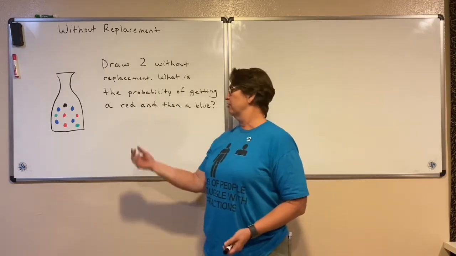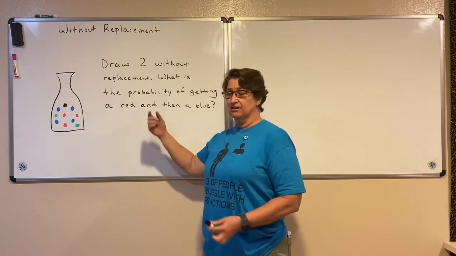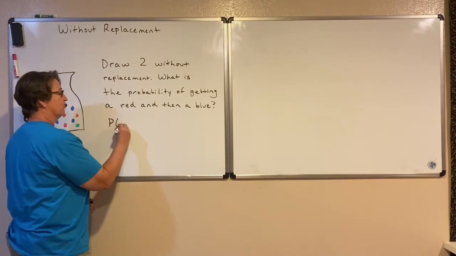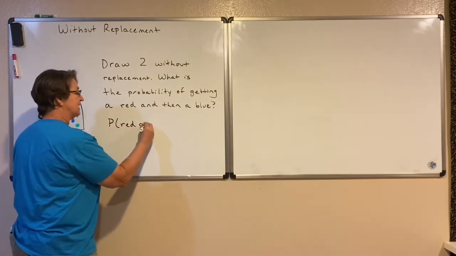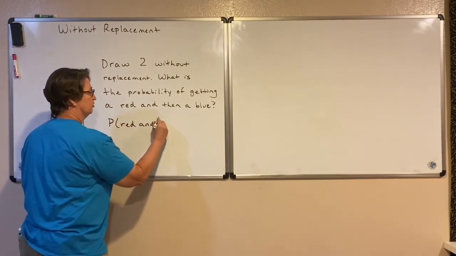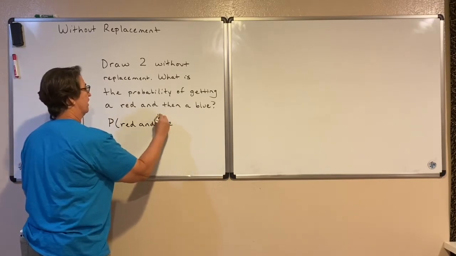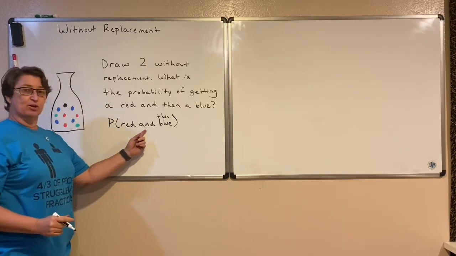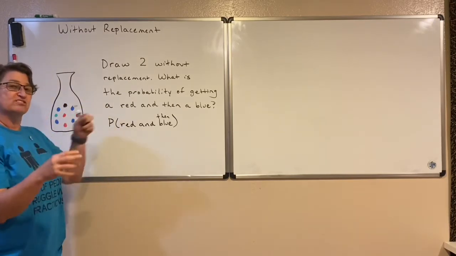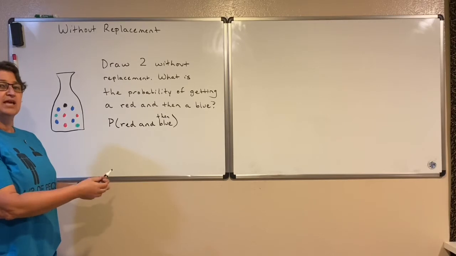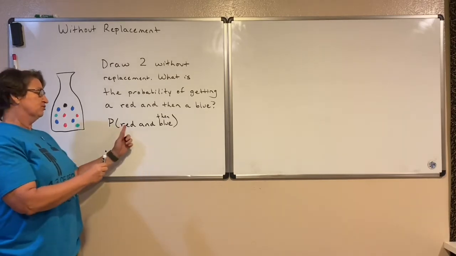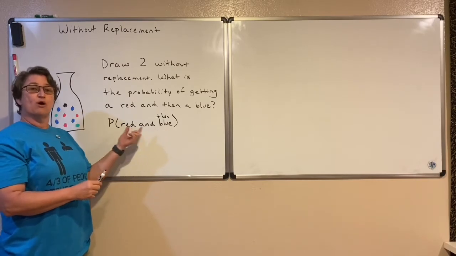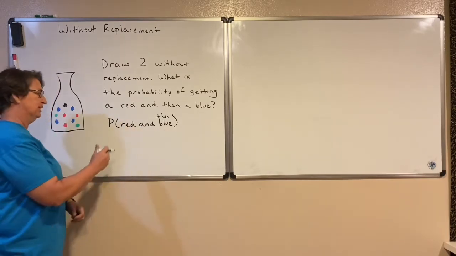We learned earlier that this "and," when I'm trying to get the probability of a red and then a blue, tells me I'm going to multiply. I have two different stages of this experiment, and I need the probability of this one and the probability of that one, so I'm going to multiply those probabilities.